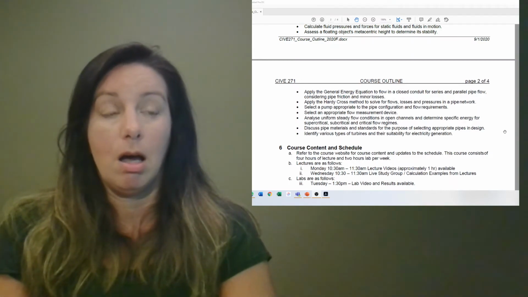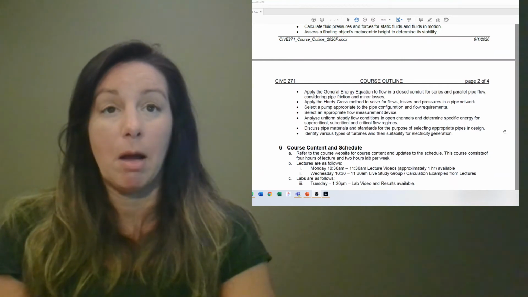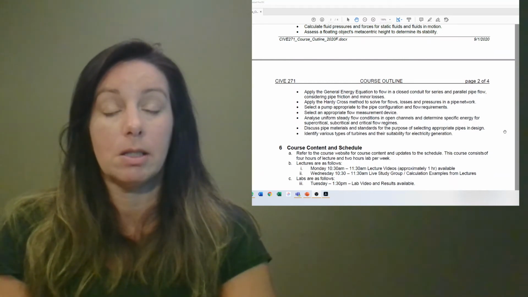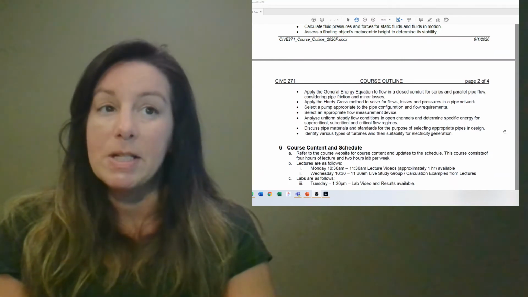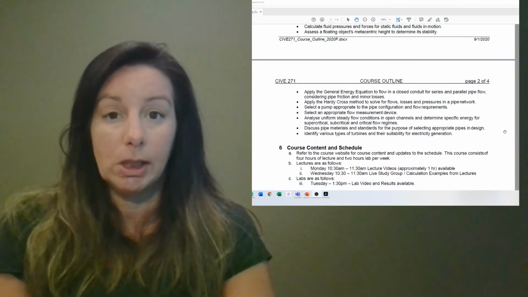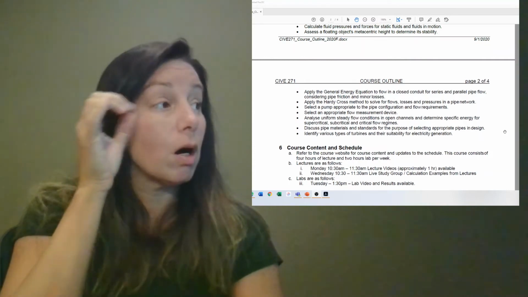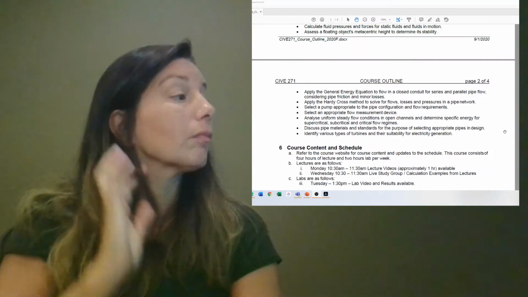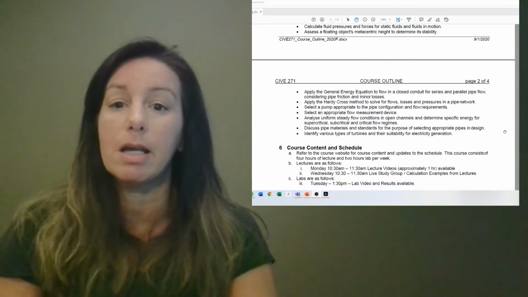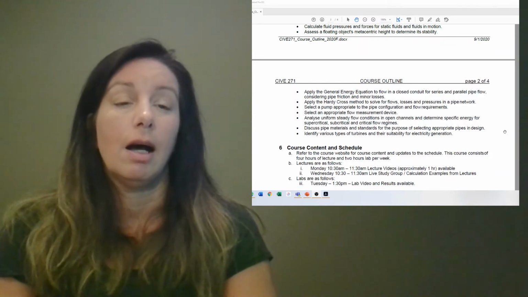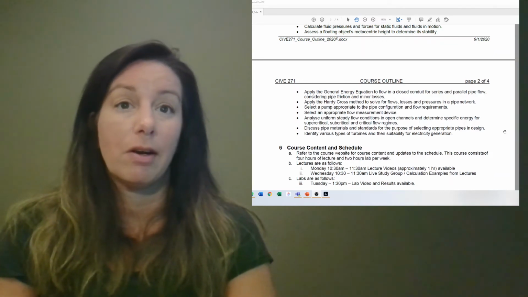So again, it might not make sense now, but it has a lot to do with open channel flow. Like a river is just an open channel flow, or a river, or you know, a little creek, those kind of things. And we'll go through why it's important later on.